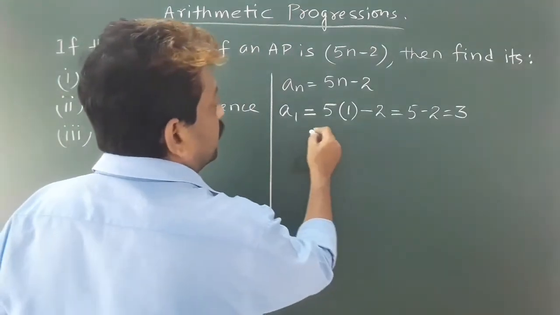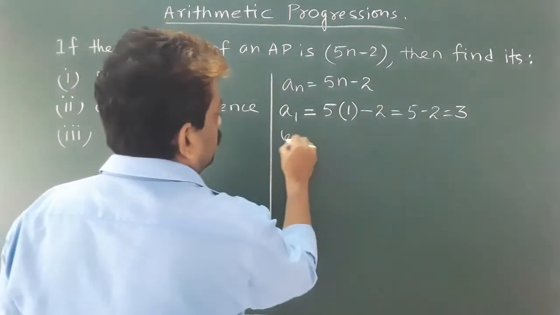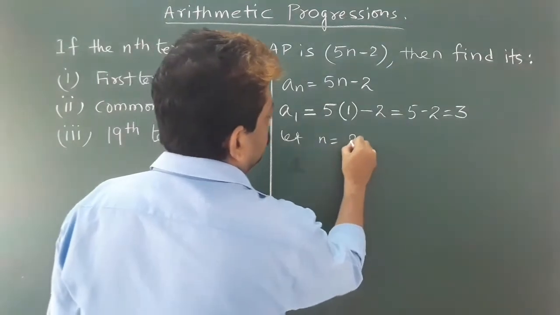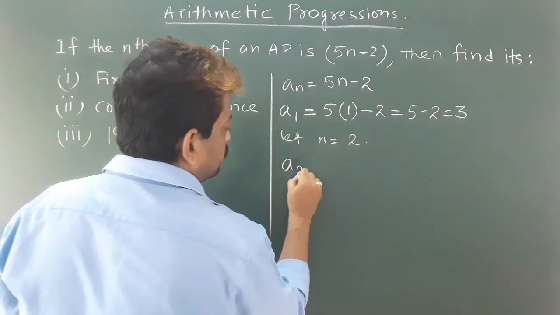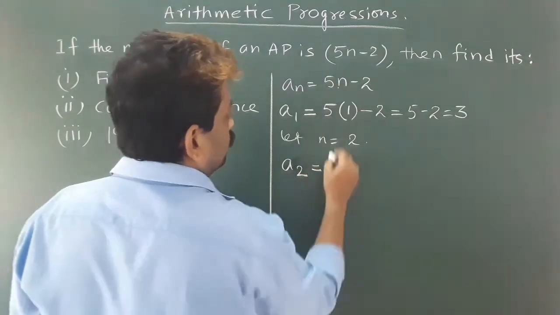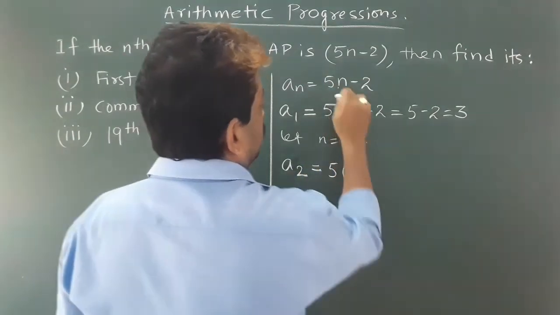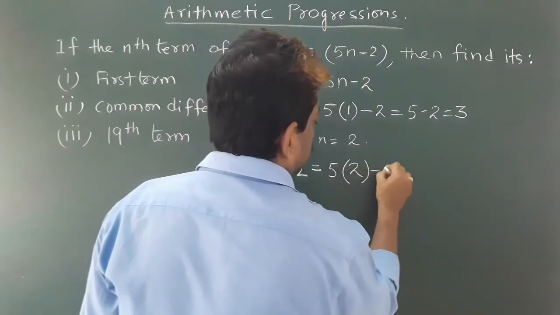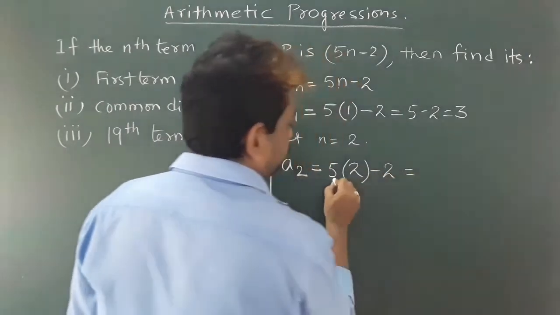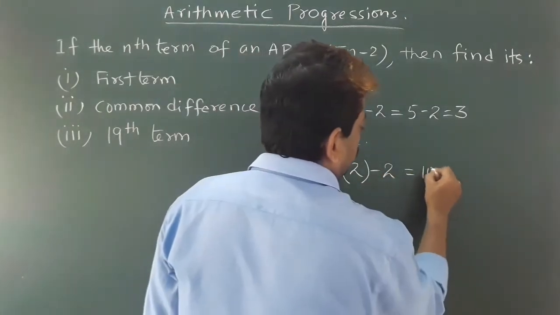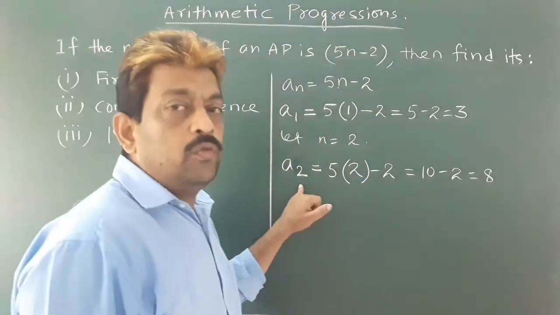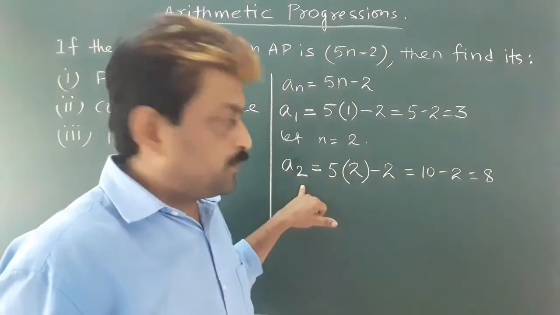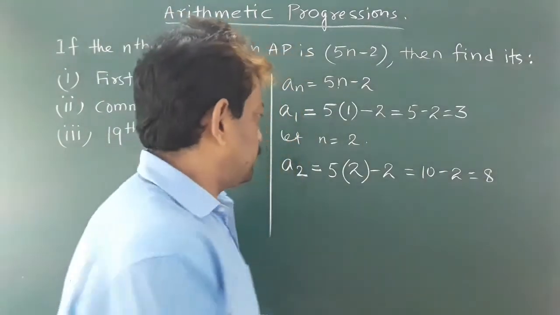Now let me take n as 2. Let n equals to 2. So n is replaced with 2, so it becomes a2 is equals to 5 multiplied by 2 is 10 minus 2, that is 8. Now what is a2? a2 is the second term. So second term is 8.